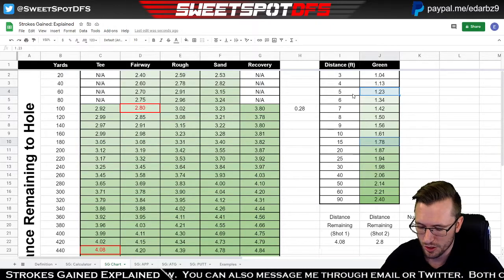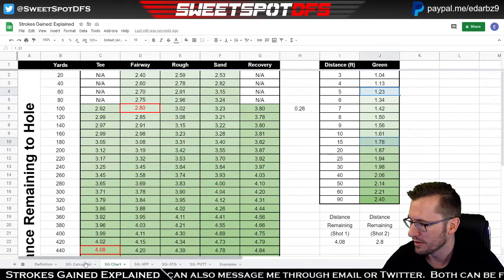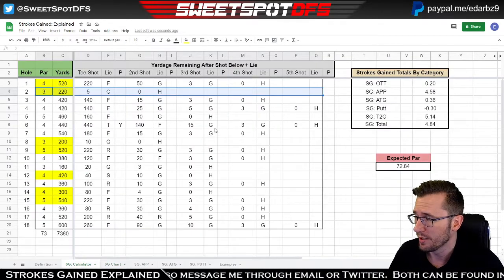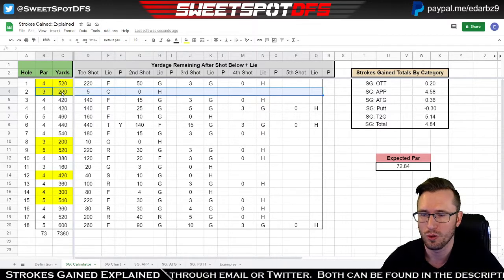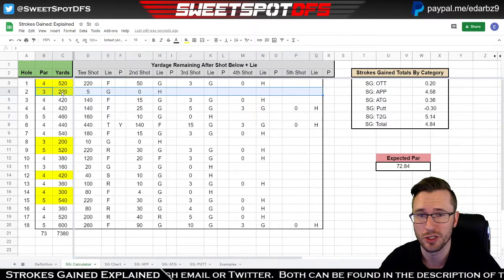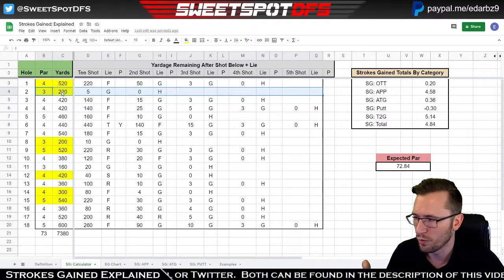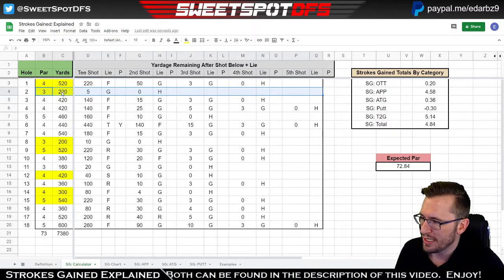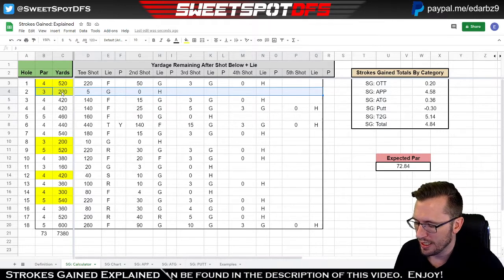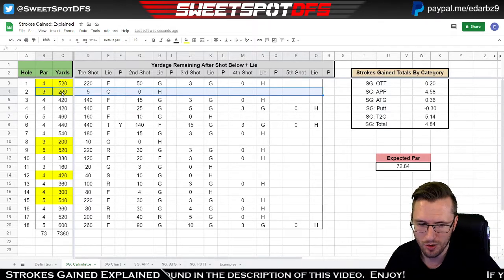Obviously, the closer you get. So that's why some guys' approach stats look really good. And when you can hit a ball further away from the hole and from a tougher lie, the better result you're going to have with approach stats. So I want to point that out because you should keep an eye out for that kind of stuff.